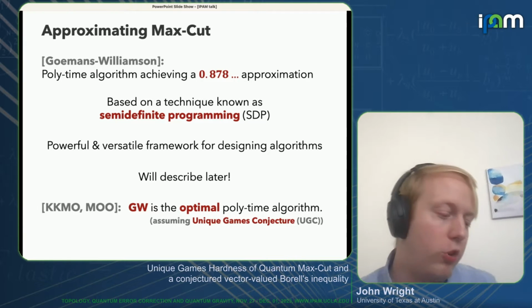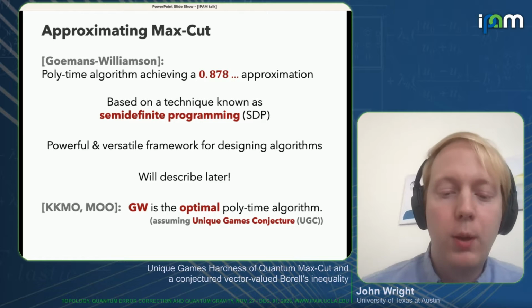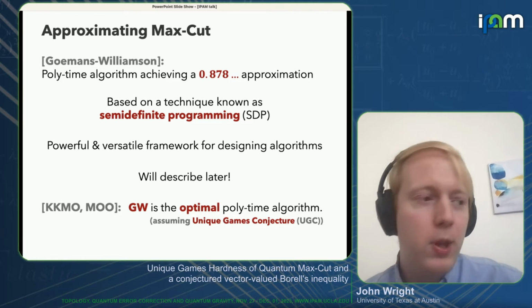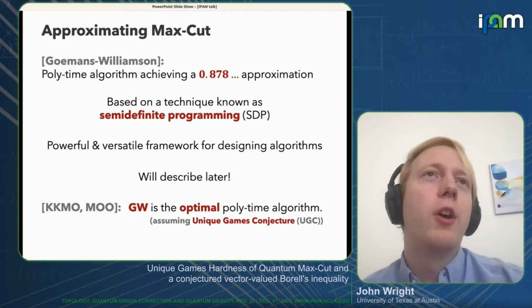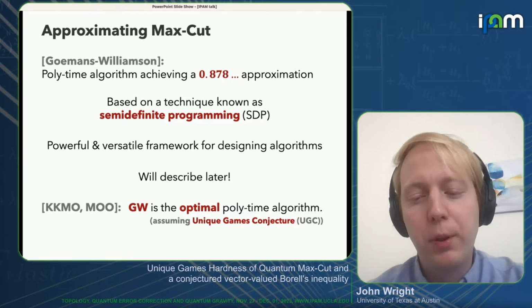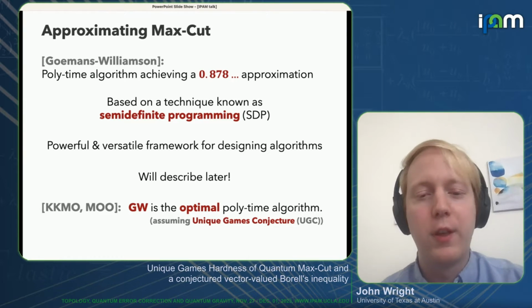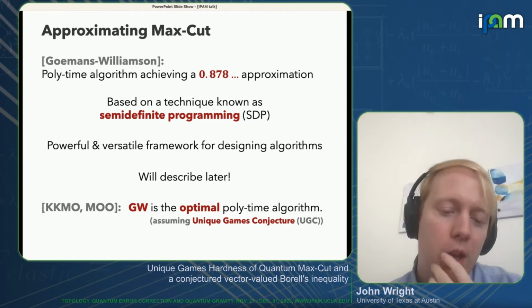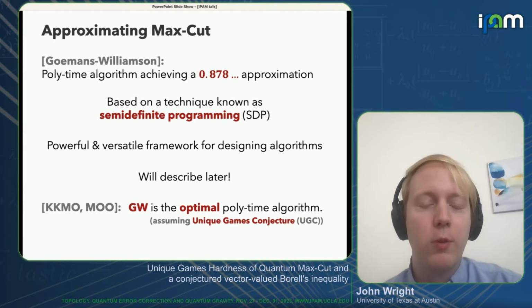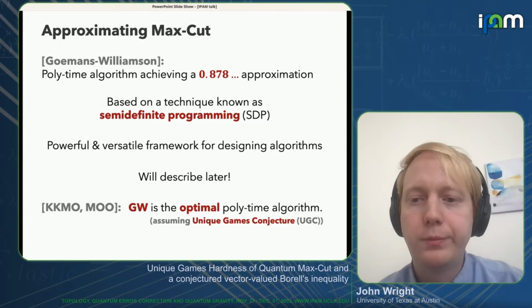If you're not familiar with the UGC, it's just one of the big unsolved problems in the field of approximation algorithms. It used to be a very controversial conjecture. About half the people believed it's true, half believed it's false. But now I think most people are on the side of it's probably true. So if you assume this definitely true conjecture, then indeed Goemans-Williamson is the best thing.